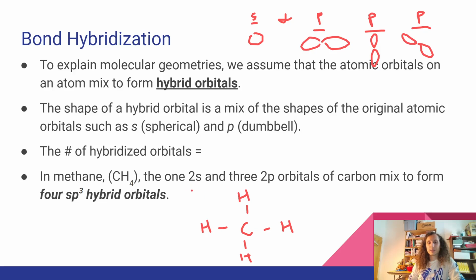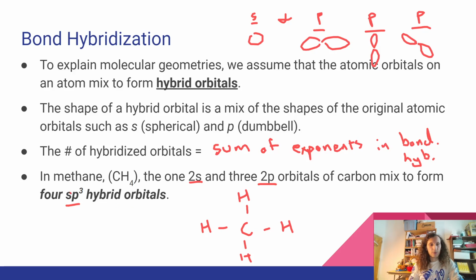Now, carbon has access on its second energy level to a 2s orbital and 3 2p orbitals, right? Since it has 4 bonding domains sticking off of it, all 4 of those orbitals are going to be involved in bonding, and they mix so that each of them is what we call an sp3 hybrid orbital. So the number of hybridized orbitals is equal to the sum of exponents in the bond hybridization. What do I mean by that? Sum of exponents in the bond hybridization.